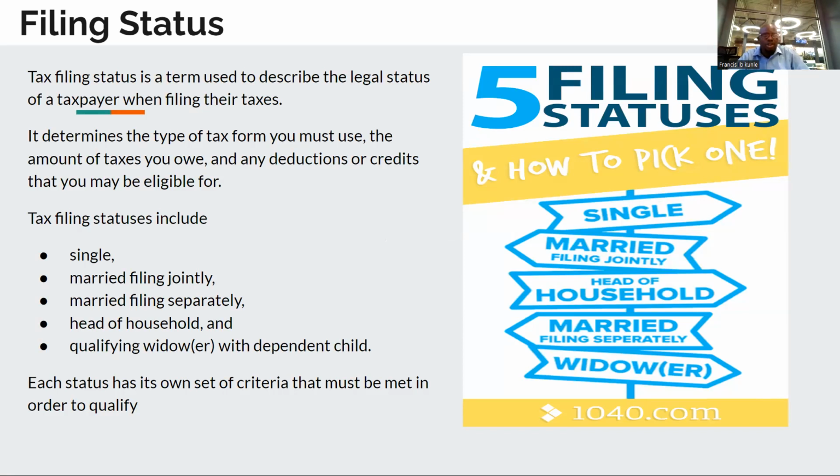Tax filing statuses include single, married filing jointly, married filing separately, head of household, and qualifying widow(er) with dependent child. Each status has its own set of criteria that must be met in order to qualify. The first thing is that everybody who files taxes must fall into one of these.